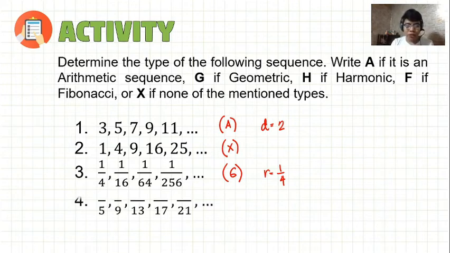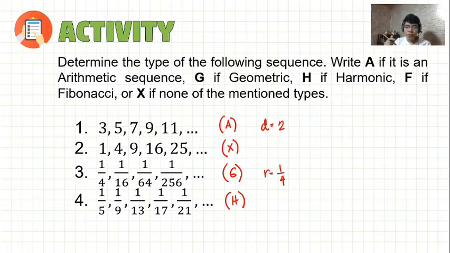Okay, number 4. We have 1/5, 1/9, 1/13, 1/17, and so on. What is the type of this sequence? If your answer is harmonic, then that is correct. 5, 9, 13, 17, 21 follows an arithmetic sequence, right?